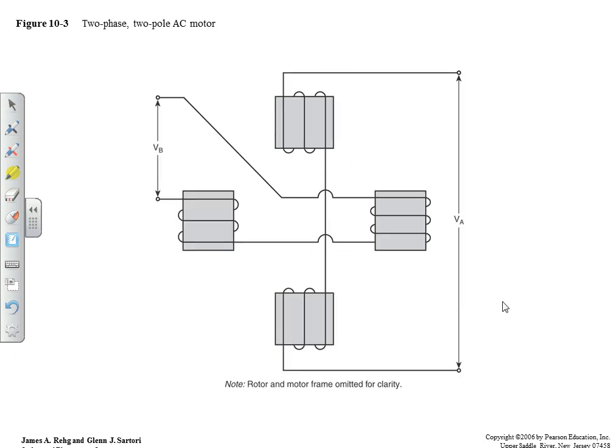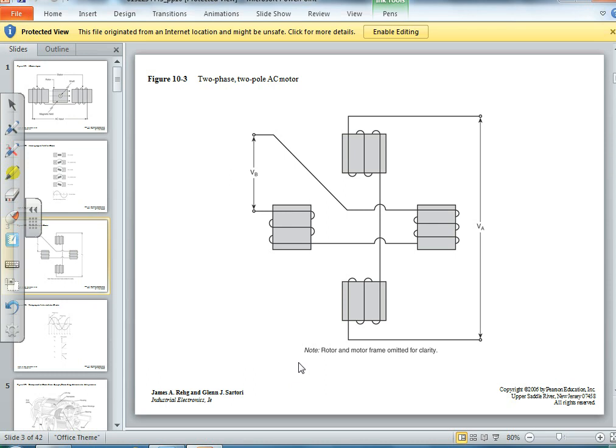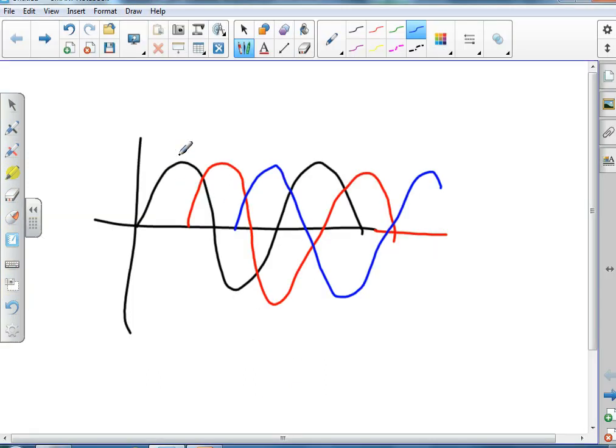Now, I can do it with two phases. So now I have a two-phase motor, and I have the A phase and the B phase. So if I go back and look at this guy here, and I say, well, here's my A phase, there's my B phase. A is going to be north, and then B is going to be north. And then A is going to be north, and then B is going to be north.